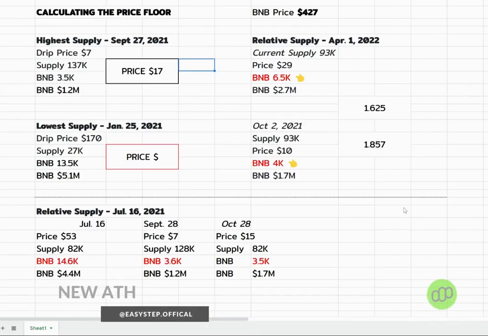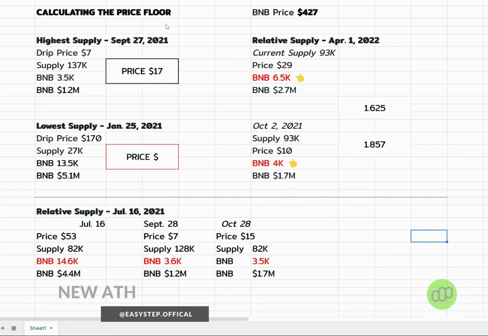Okay, now that we know that the BNB balance comes from the fountain and the reservoir, we're going to find the next all-time high for DRIP by applying the same rules that we use to calculate the price floor. But before we find that all-time high for DRIP, let's do a quick recap on how we calculated the price floor.